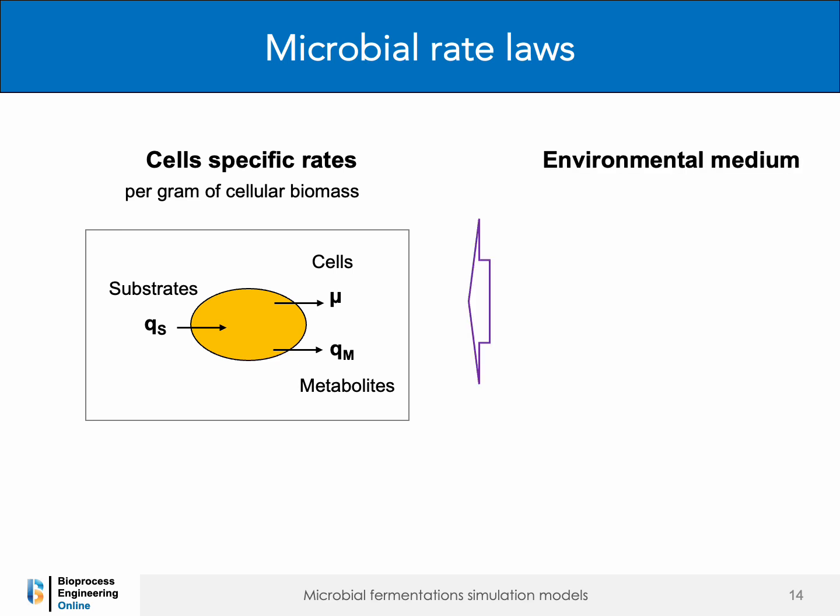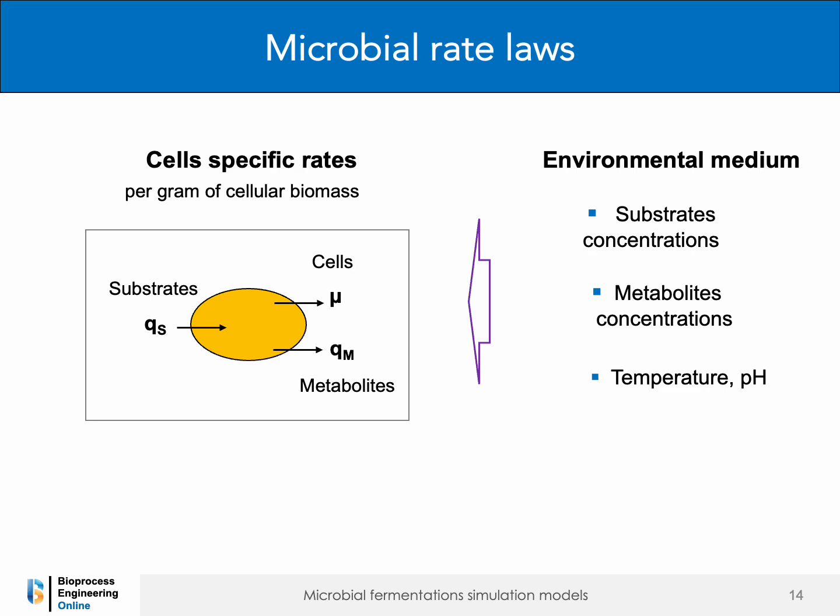These cellular rates depend on several environmental parameters that generally vary throughout the culture. Substrate and nutrient concentrations in the culture medium, particularly carbon sources and dissolved oxygen. Concentrations of excreted metabolites, which may inhibit or regulate microbial activity. Physicochemical variables, such as temperature and pH.